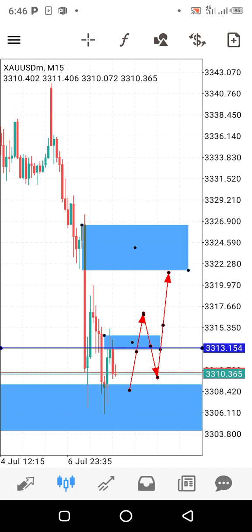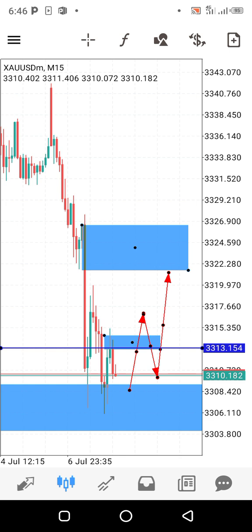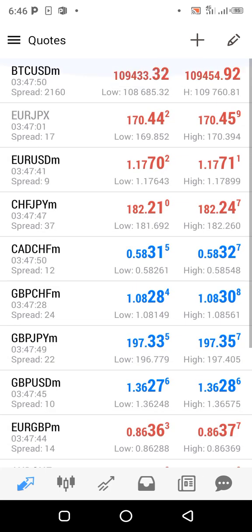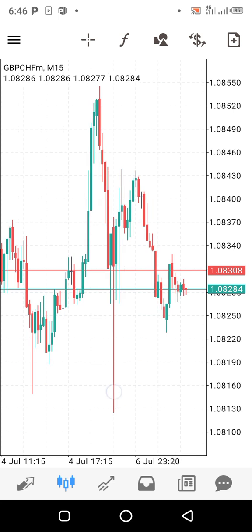That's the setup I'm looking for right now, because the market is in a general buying momentum, so I don't usually go against the trend. So yeah, I think that's it for gold currently. For GBP CHF, let me first see.